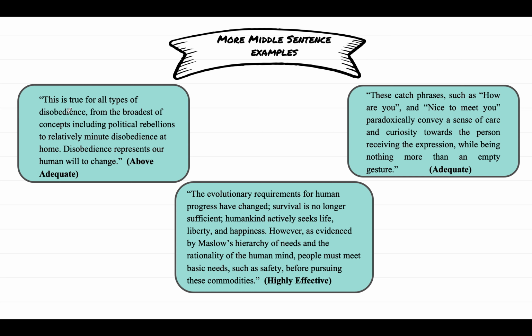This is true for all types of disobedience, from the broadest of concepts, including political rebellions, to relatively minute disobedience at home. Disobedience represents our human will to change. It's a nice little change going from a longer sentence to a short sentence. What else is good about this? Well, here it says that it includes political rebellions and disobedience at home. So I have a feeling that the writer here might talk about that in the body paragraphs. So this is good. And in fact, they do.